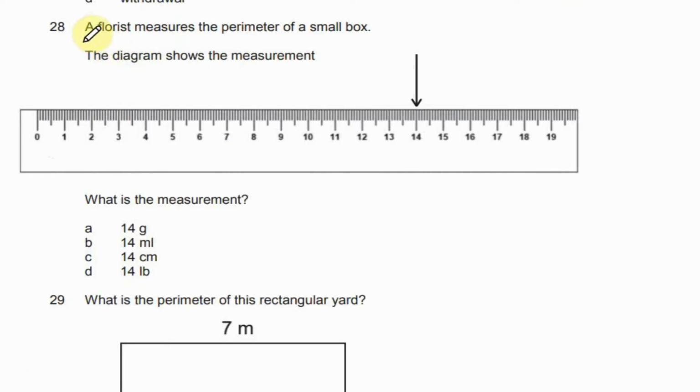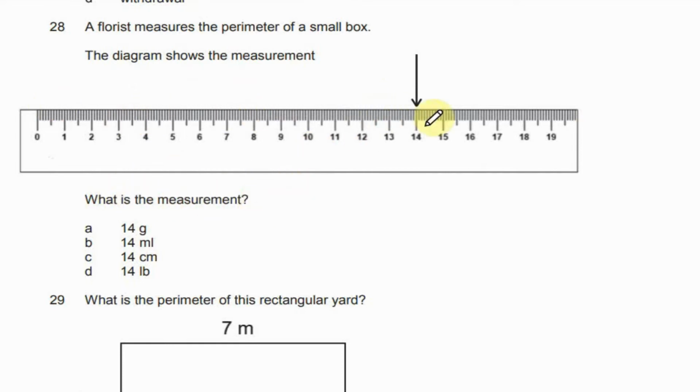Now we're looking at question 28, guys. A florist measures the perimeter of a small box. The diagram shows the measurement. Here we're seeing the use of a meter rule to measure the perimeter. And here, what is the measurement?